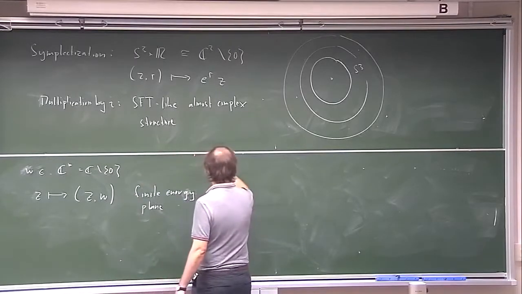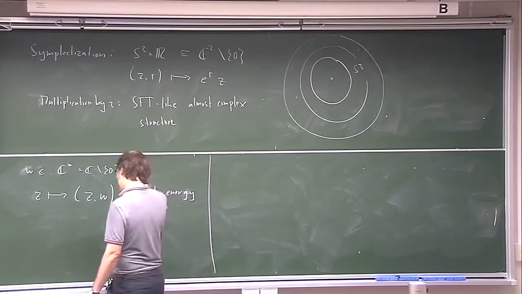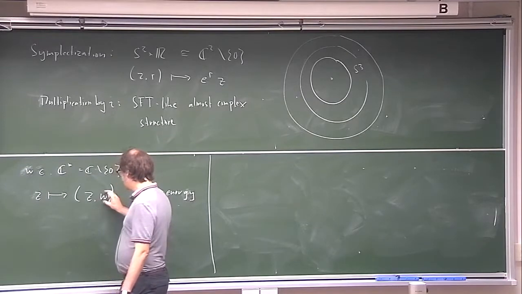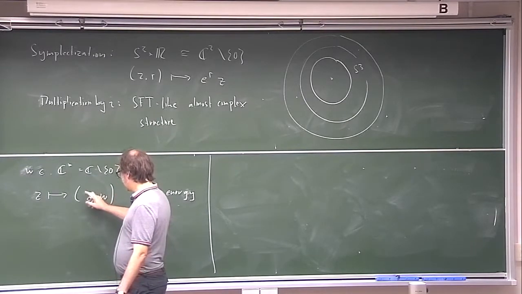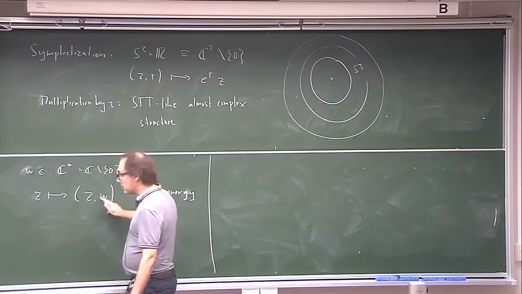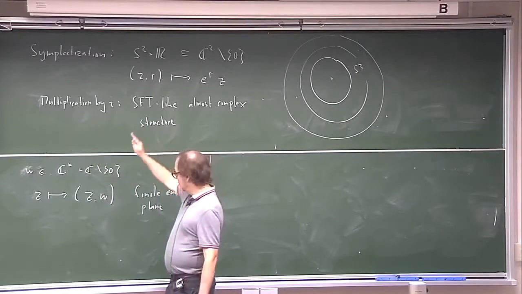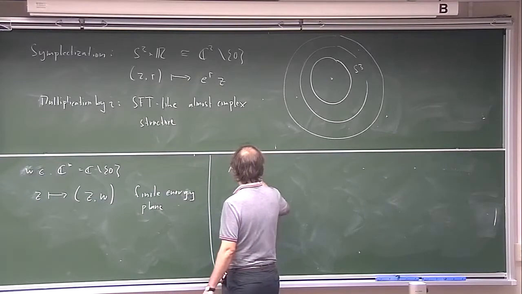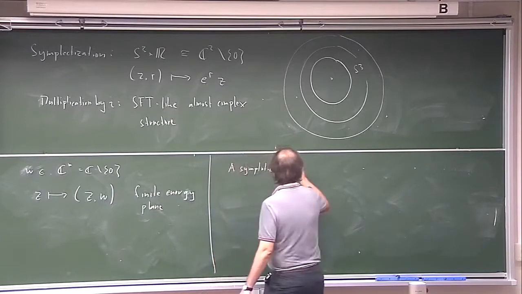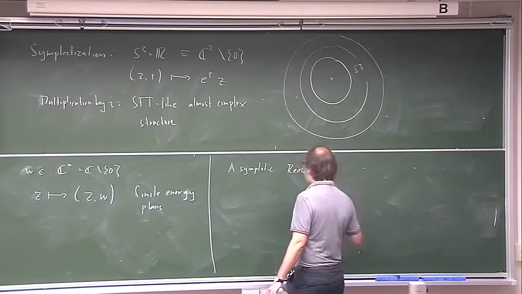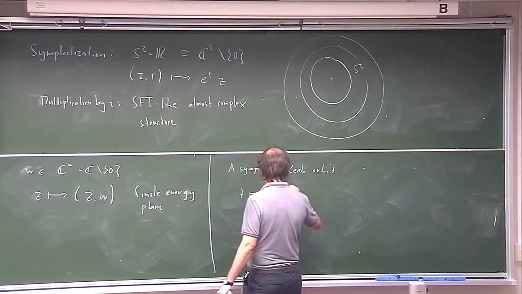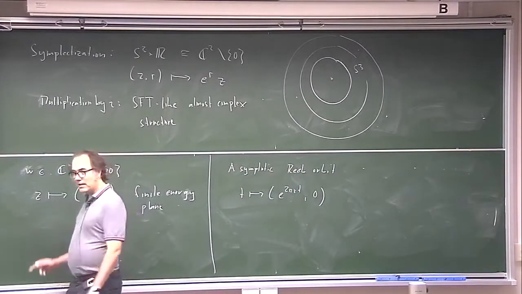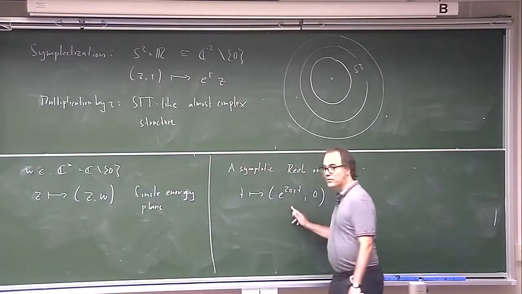And so what is the asymptotic orbit? If you go to infinity, then you can ignore this, so you will see the circle here. So the asymptotic Reeb orbit, in this case, is t goes to e to the 2 pi i t, 0. So all of these finite energy planes have the same asymptotic Reeb orbit. This here.